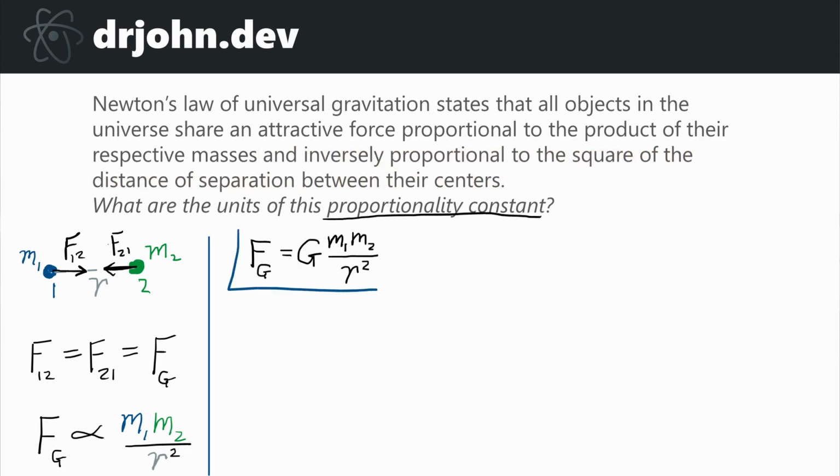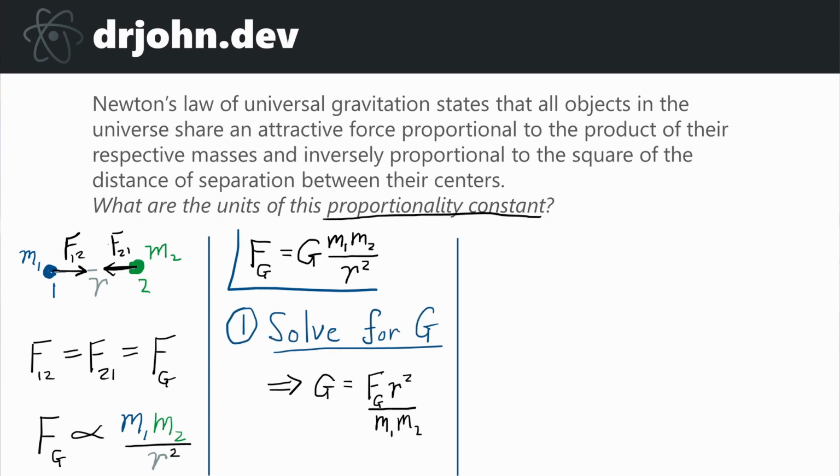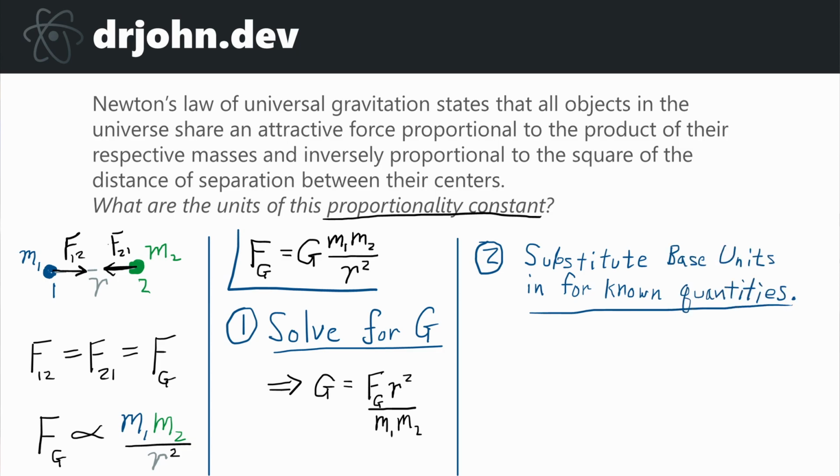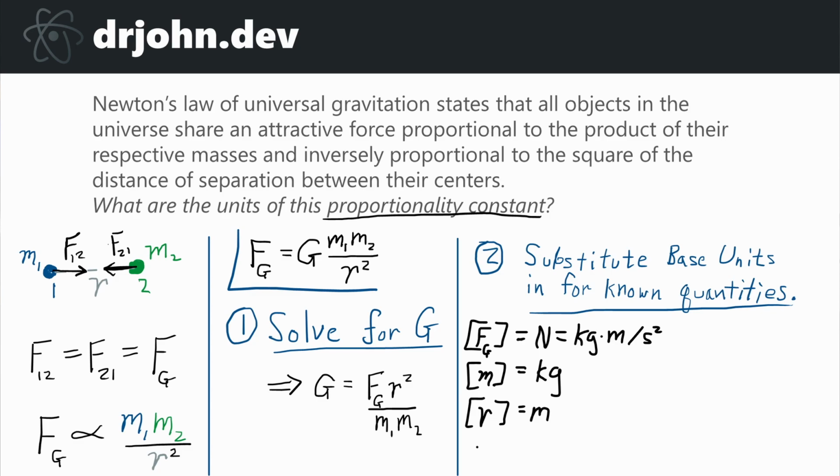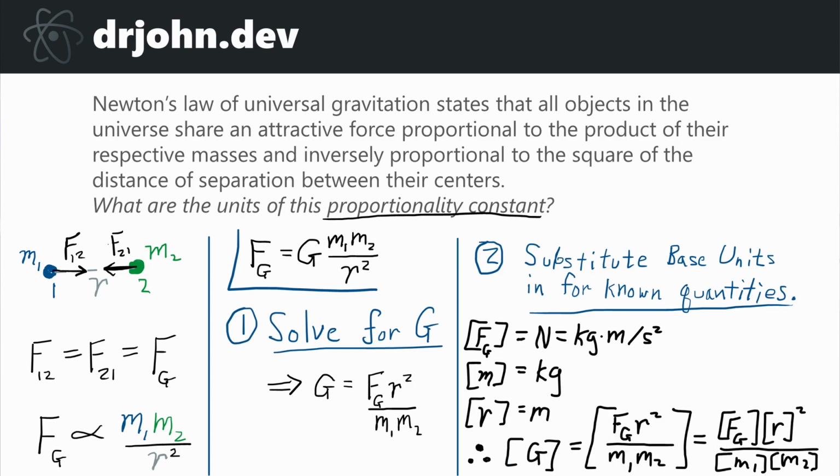But what are the units of G? Is it unitless? We can determine this by solving the equation for G and analyzing each variable's base units on the right-hand side of the equation. We know from before that force has a derived unit of the Newton, which in base units is equal to kilogram meters per second squared. Each mass carries a unit of the kilogram, and the separation distance, r, carries a unit of the meter. So we can substitute these into the equation for G and simplify.